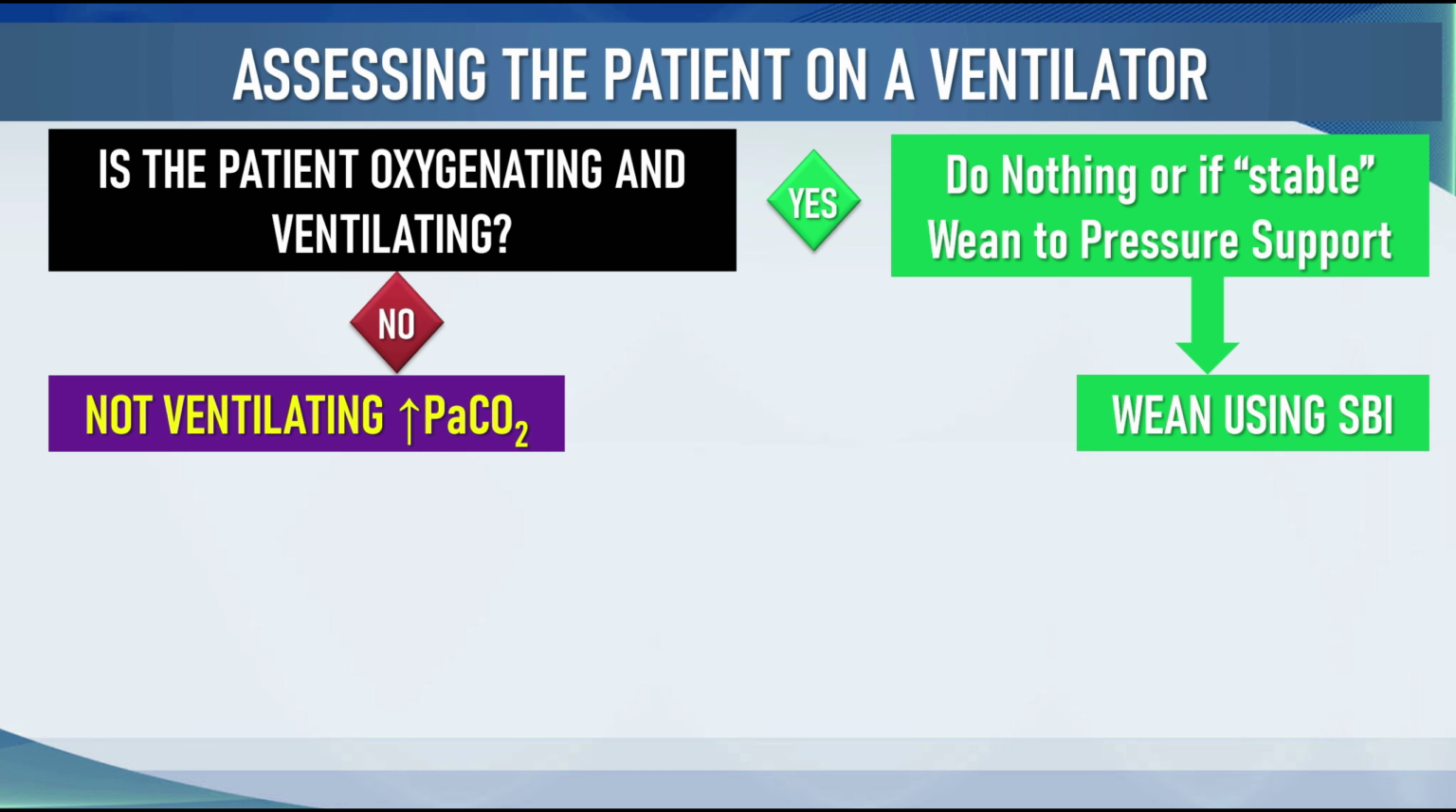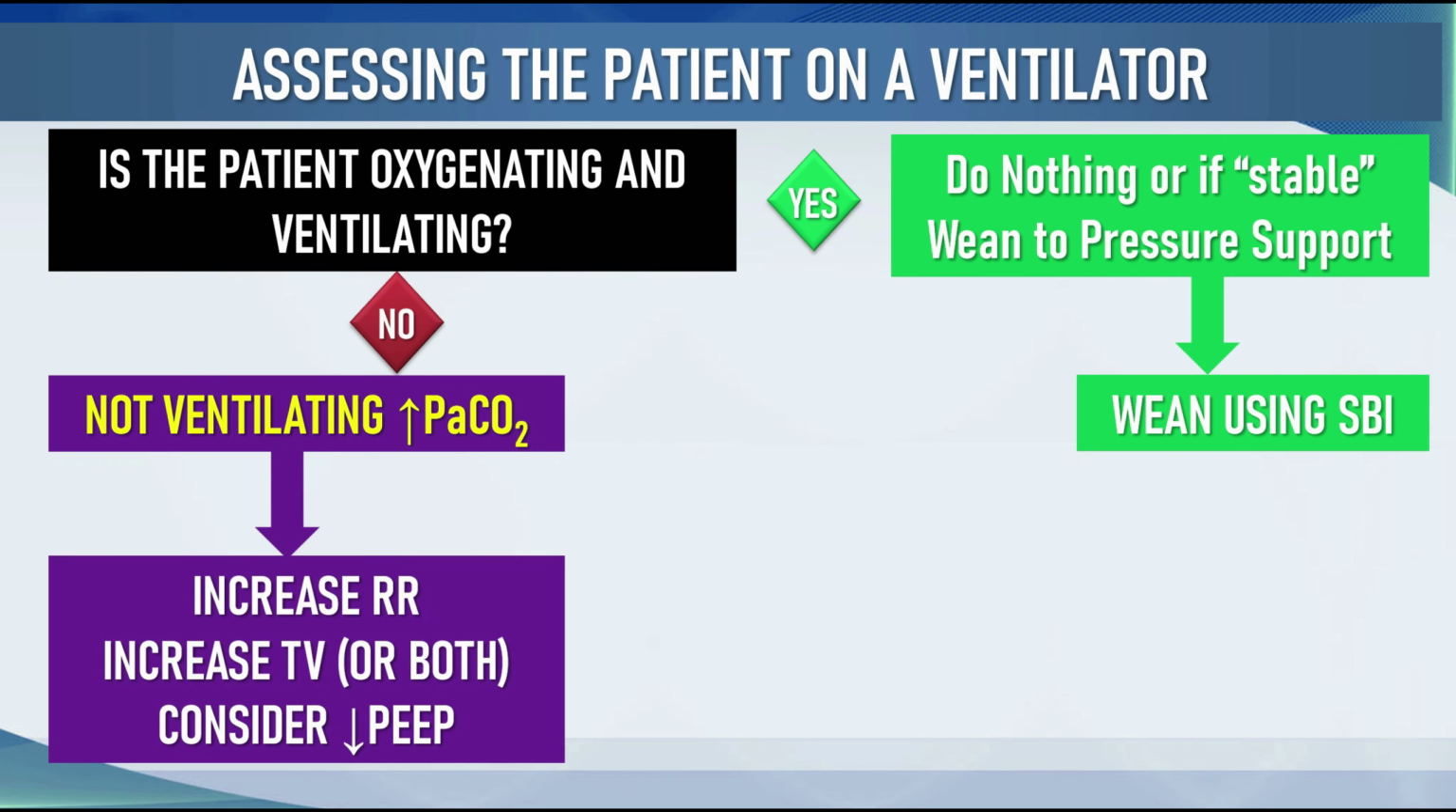How do you deal with this? You need to increase alveolar ventilation. And that is achieved by increasing the respiratory rate, increasing the tidal volume, or both. But sometimes you need to reduce the PEEP because lung units are overdistended.